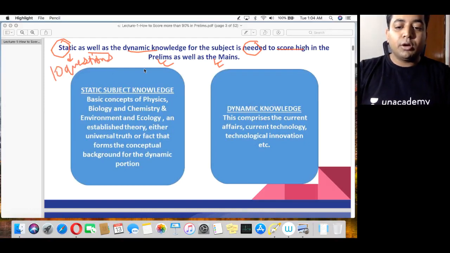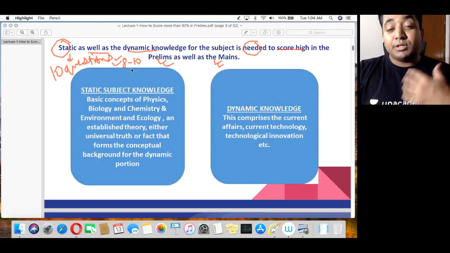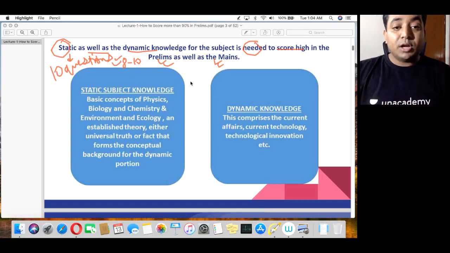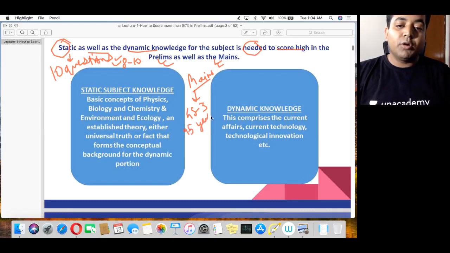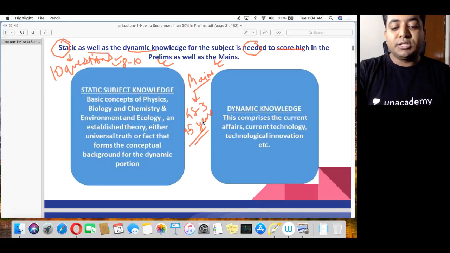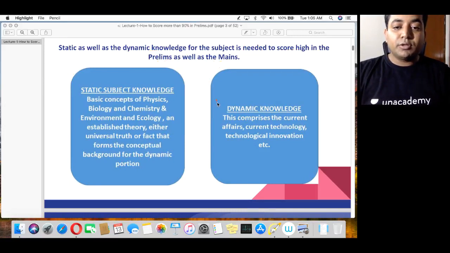It can include anything: physics, chemistry, biology, zoology, botany, some basics of the universe, etc. And you will find that 8 to 10 questions are also asked from the dynamic portion, which is the newspaper. But in mains, here is a critical part. In mains, you will realize that in GS paper 3, almost all the questions are from the last 4 to 5 years. Nobody is going to ask you any old question in that. That is why it becomes very important that you focus not only on the static portion, but on the dynamic knowledge also.